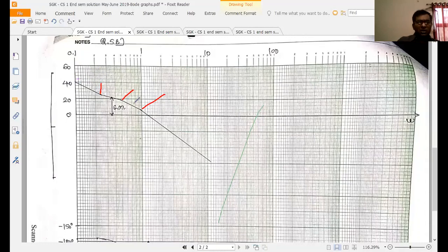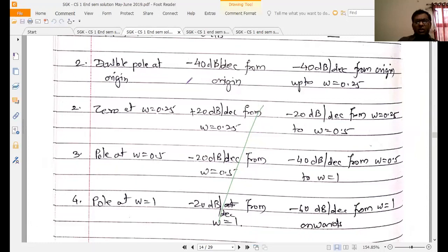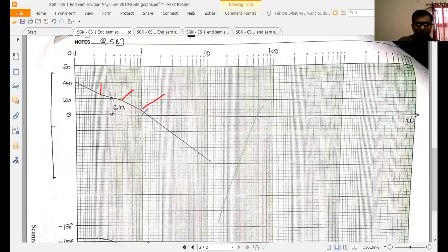The simplest one: simply take the line, we are saying minus 40 dB per decade line from the origin, meaning a line passing through omega equal to 1. This is omega equal to 1 and 0 dB. So this line should have passed through this. So this line, if you extend it, it passes like this.